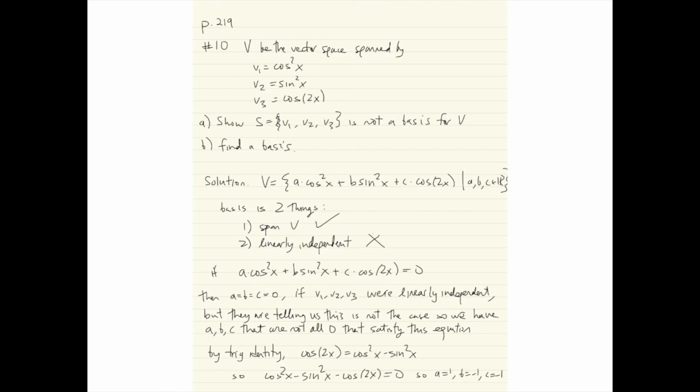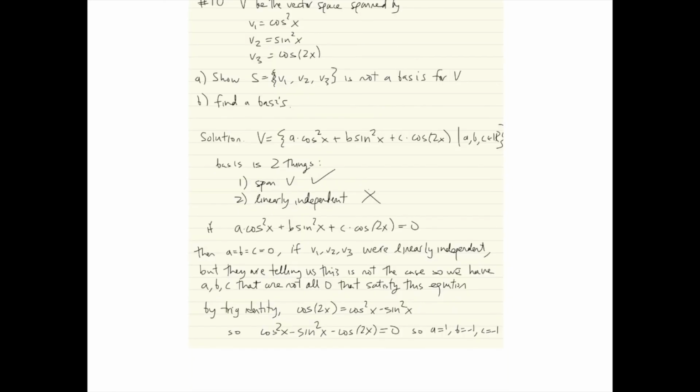So first of all, by the trig identity cosine of 2x equals cosine squared x minus sine squared x, what we see is that we have a linear combination of these vectors, cosine squared, sine squared, and cosine 2x, such that they add up to 0, but the coefficients are not all 0. In fact, here the coefficients are A equal to 1, B equal to -1, and C also equal to -1. So these three vectors are linearly dependent and therefore can't form a basis.